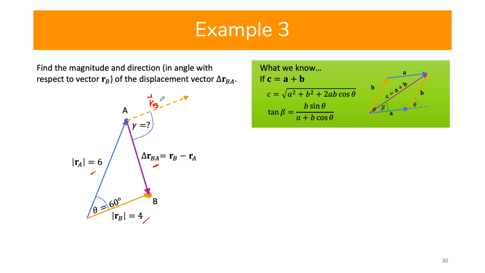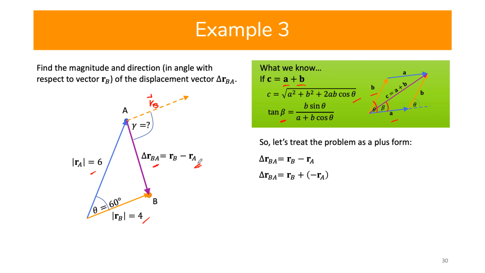So what do we know so far? We know this, right, from the addition lesson, that if C is equal to A plus B, and we know everything about A and B, like the magnitudes of A and B and how they orient with each other, we can find the magnitude of C using this formula, and we can find the direction of C in terms of beta, which is the angle between C and A. We can use this to solve this problem if we translate it into an addition problem.